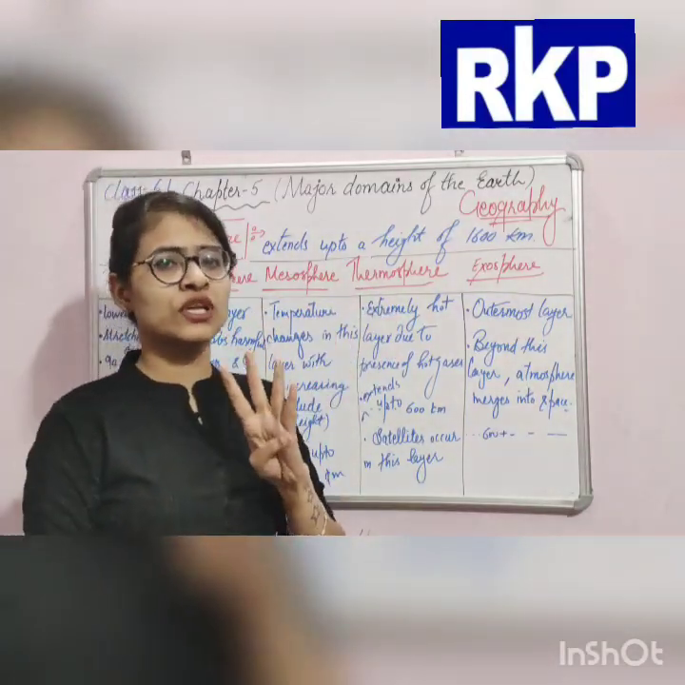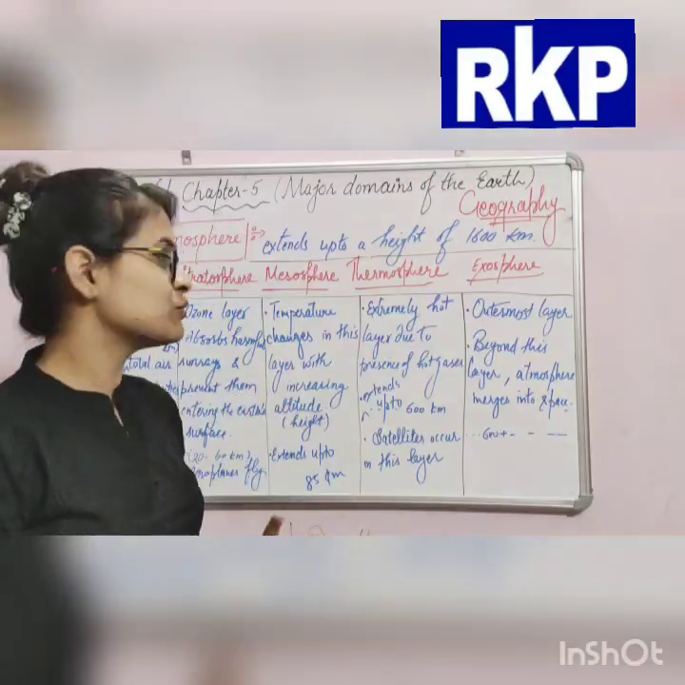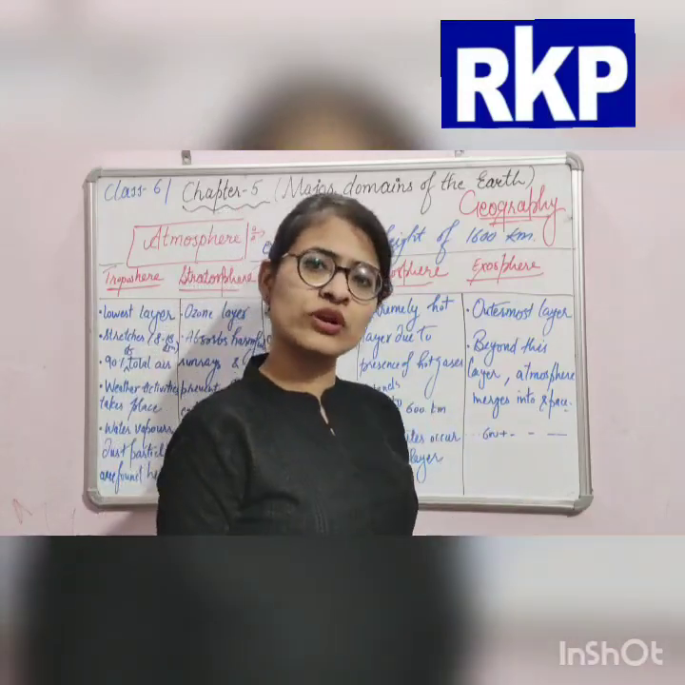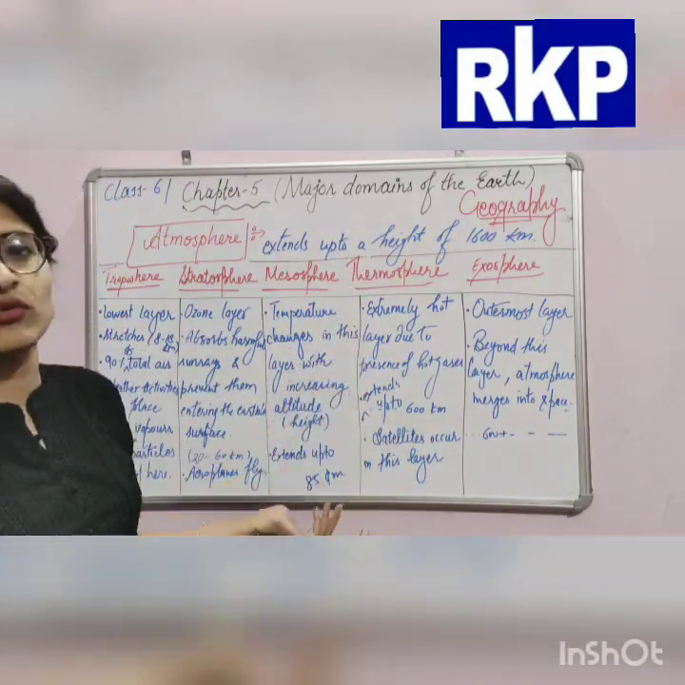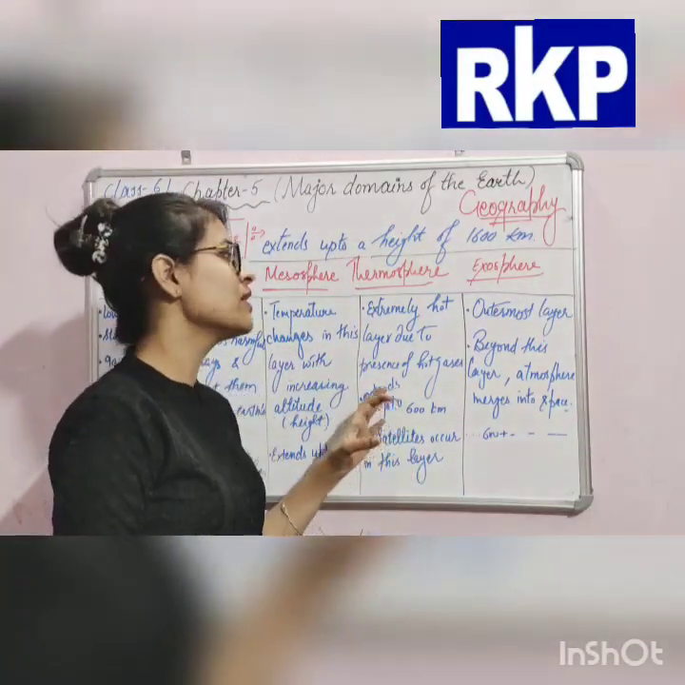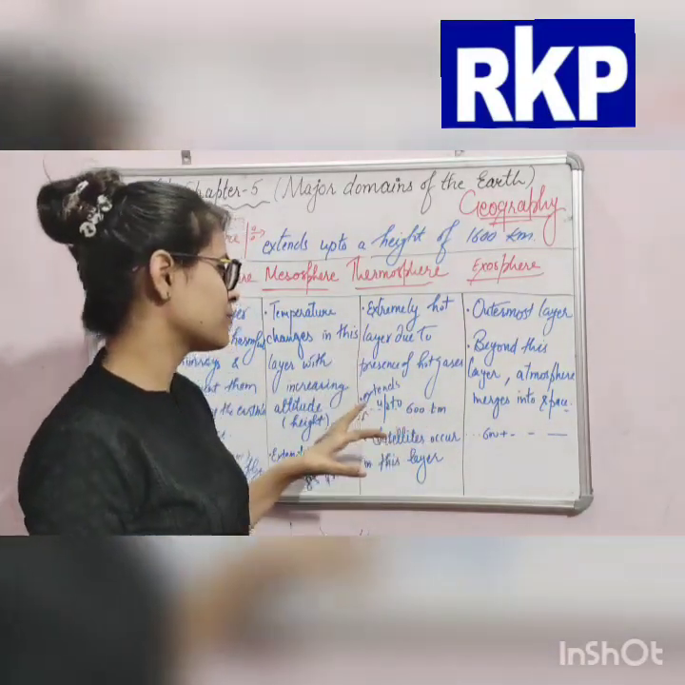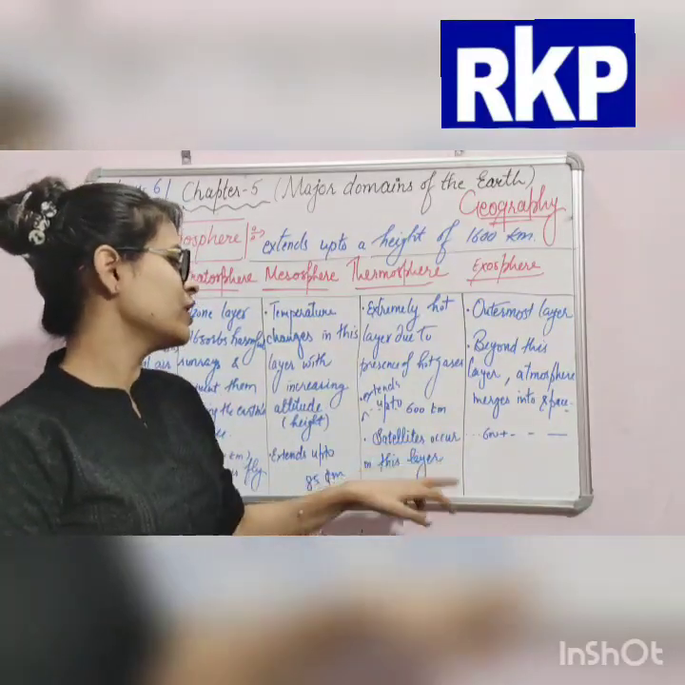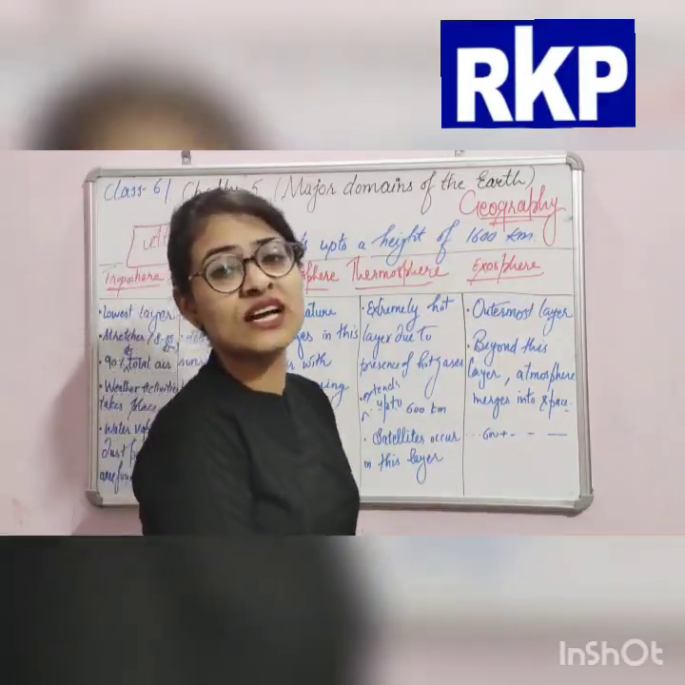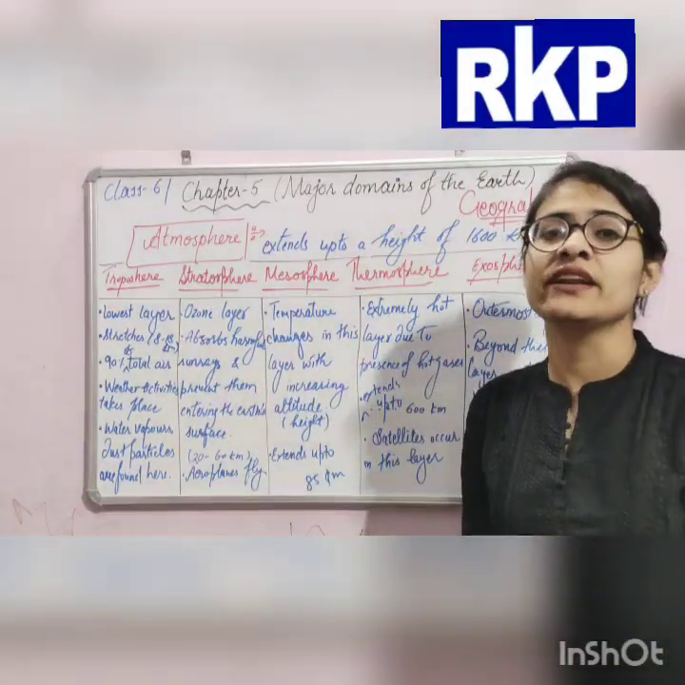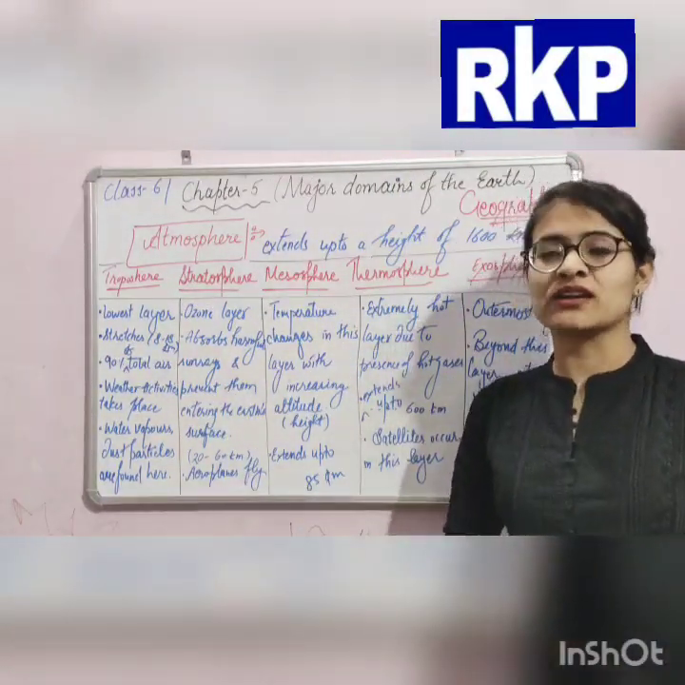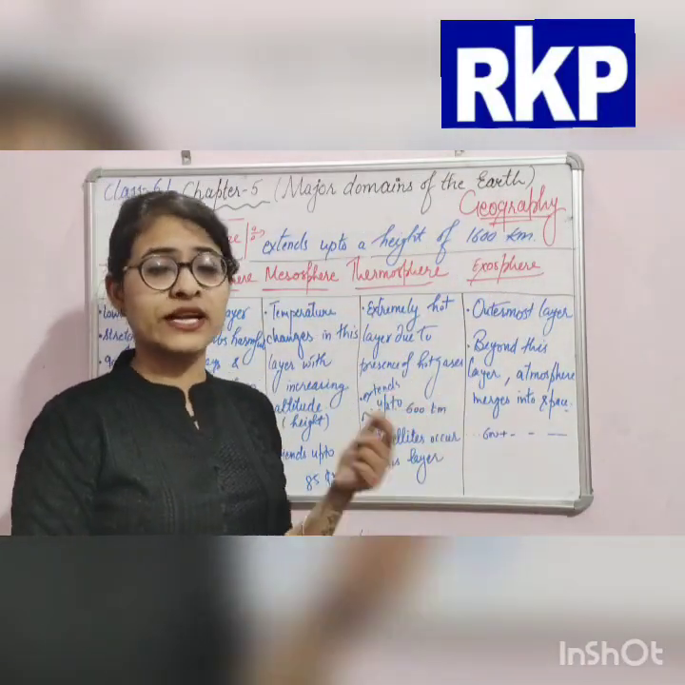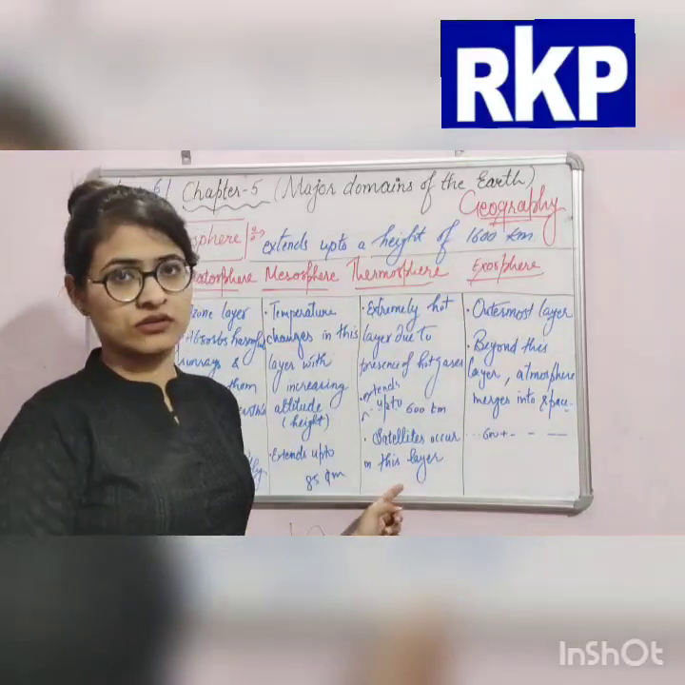Next is the thermosphere. The thermosphere is the fourth layer of the atmosphere, and it is an extremely hot layer. Why? Because of some hot gases found in the thermosphere. It extends up to around 600 kilometers. The satellites sent into space by our country and other countries as well are found in the thermosphere.